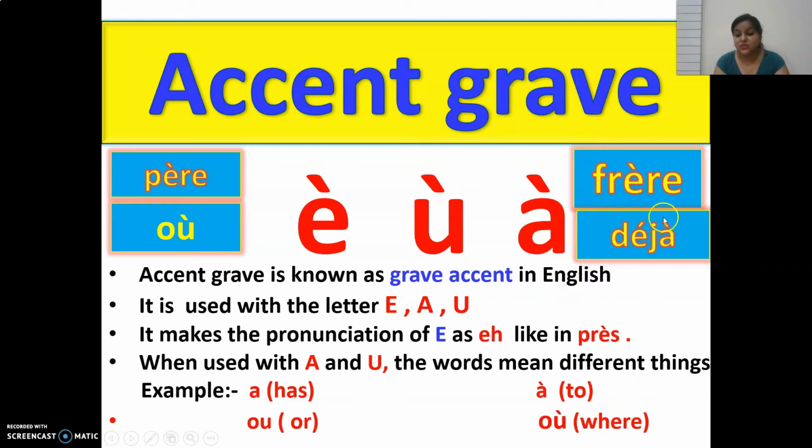Now you can see in this word déjà that we have an accent aigu as well as an accent grave. So what have we learned about accent grave? That accent grave is known as grave accent. It is used over three alphabets, that is E, A and U. And what's the sign of accent grave? It is tilted toward the left hand side. What difference does it make in the sound of E? It makes the sound of E as eh. And what difference does it make in U and A? It just totally changes the meaning of the words.